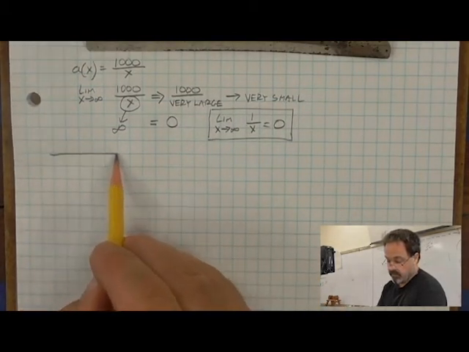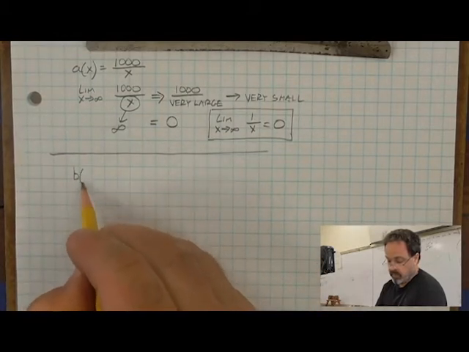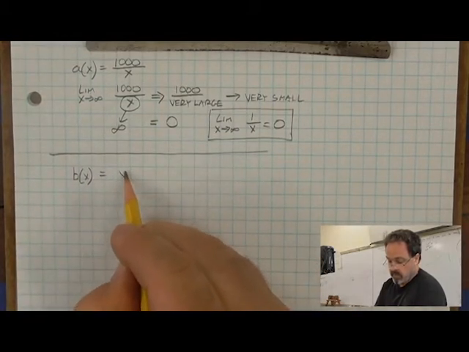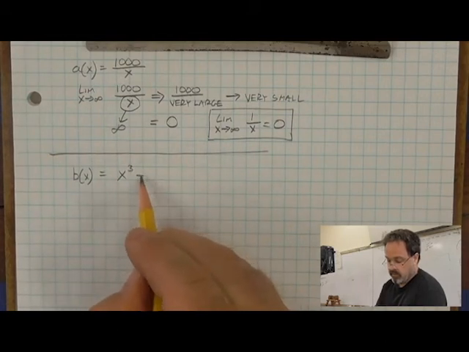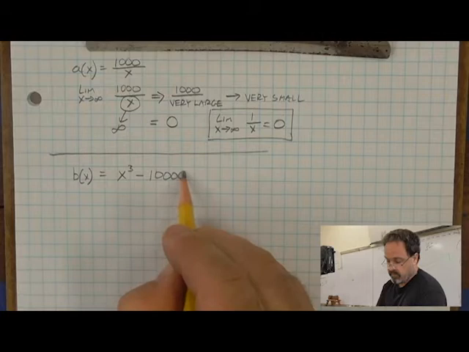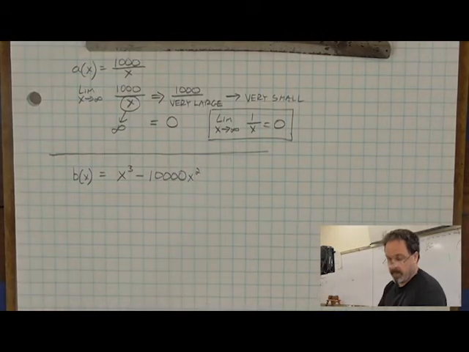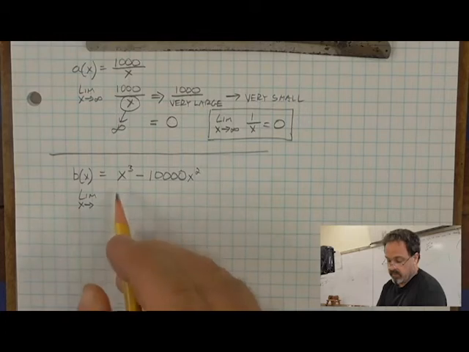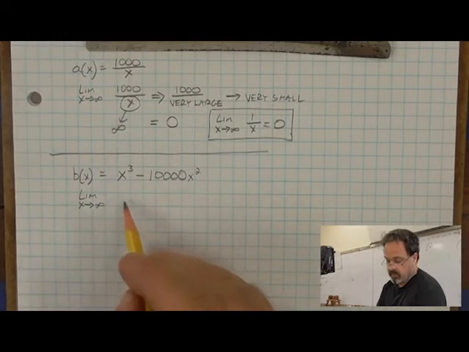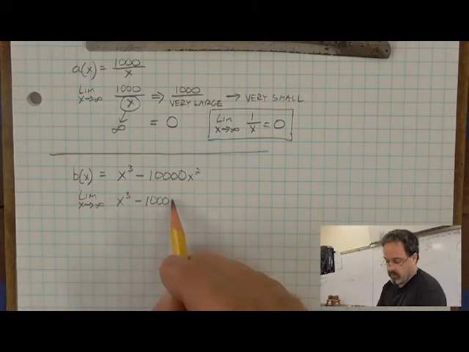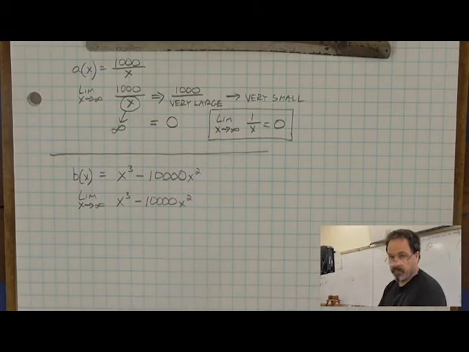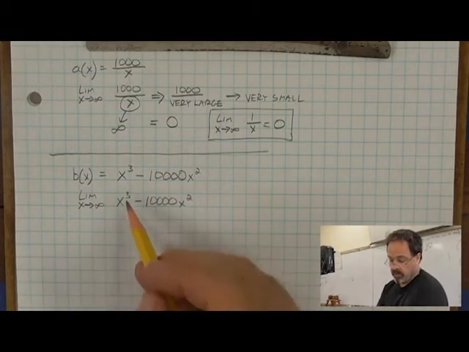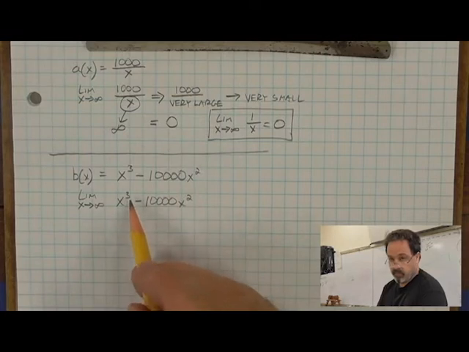Let's take a look at another function. We'll call it b. b of x is equal to x cubed minus 10,000 x squared. Now, if we're going to analyze this as an infinite limit, we could write the limit statement, the limit as x approaches infinity of this function, x cubed minus 10,000 x squared. How are we going to think of this? Well, let's analyze each term. We have two of them.